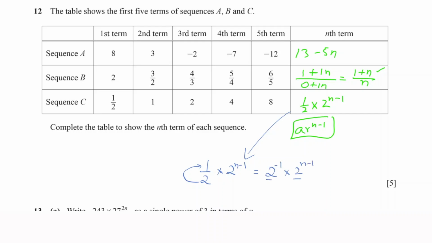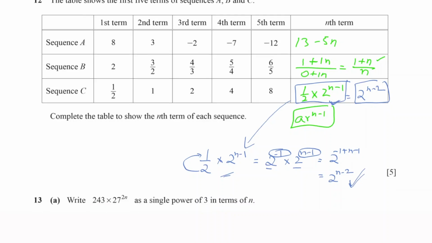So when the bases are the same, we can add the powers, right? So 2 raised to power minus 1 plus n minus 1, we can add the powers. These two powers I added. So we got the final answer: 2 raised to power n minus 1 minus 1 is minus 2. So we can also write the answer as 2 raised to power n minus 2. Both the answers are accepted, this and this, but this is not completely solved. If you want to solve it, you can bring this 2 up and make it as 2 raised to negative 1 and solve it. Both the things are accepted, even if you do not solve completely.